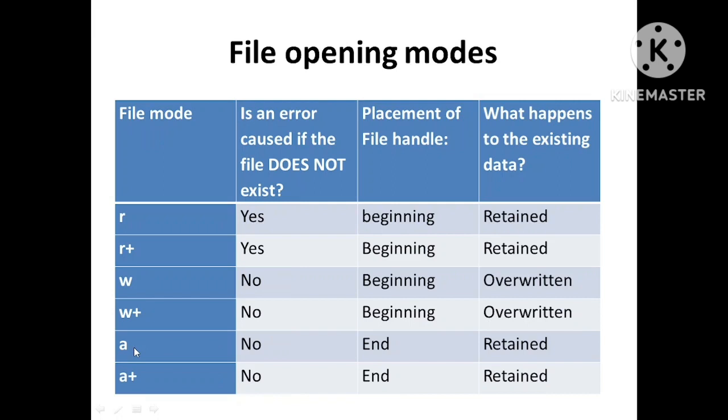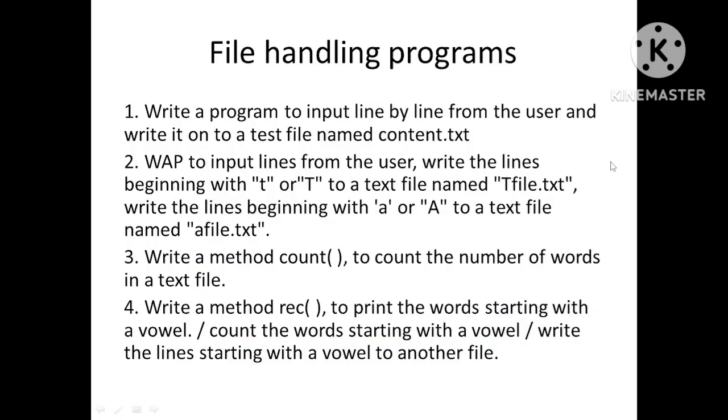What happens when you open the file in append mode, A or A+ mode? The data will be retained. That is the purpose of append. You have to add to the existing data. So only in W mode, the existing content is erased, and then the new content is written. I hope you're clear with file opening modes. So according to the question, you have to understand which file opening mode you have to open your file with. R+, W+, A+. You have to decide according to the question given to you, right?